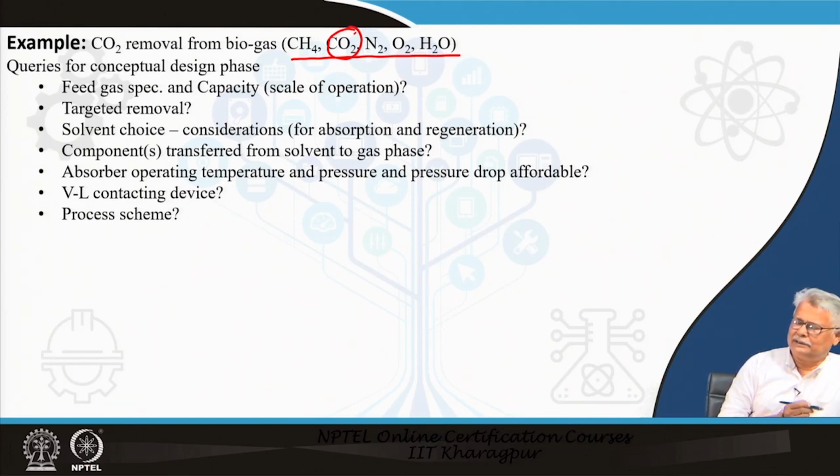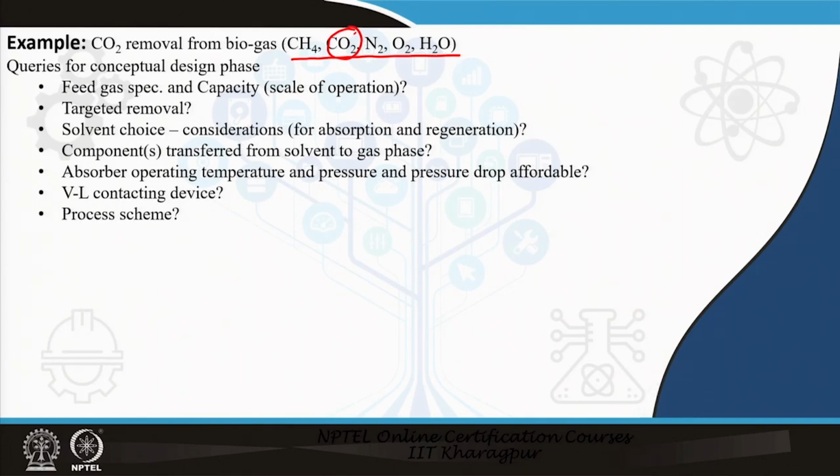The feed gas specification has to be known. It is not a difficult thing to know the biogas specification, and the quantity of the biogas which is expected. But remember, in case of biogas, you will have a fairly large variation of capacity. That means, possibly on some days you have a higher production, on some days you have a lower production. And it is also expected that it is not going to be as high as a CO2 removal system which you may encounter in some natural gas plant.